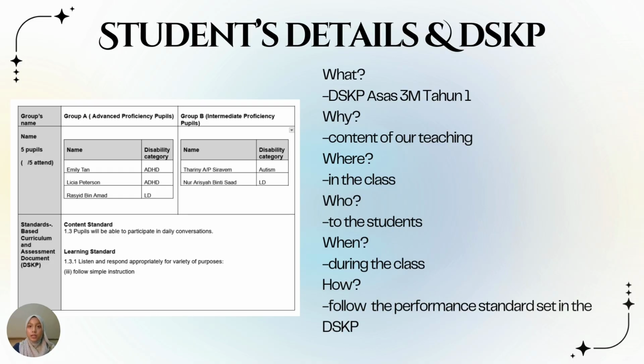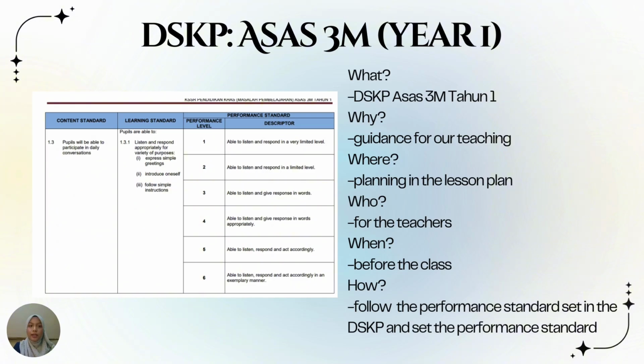So, the DSKP that I use is listening and speaking. And I choose 1.3, pupils will be able to participate in daily conversation, whereas for the learning standard, I decided to put 1.3.1, listen and respond appropriately for a variety of purposes, such as following simple instructions. Next, we have DSKP Asas 3M Year 1.